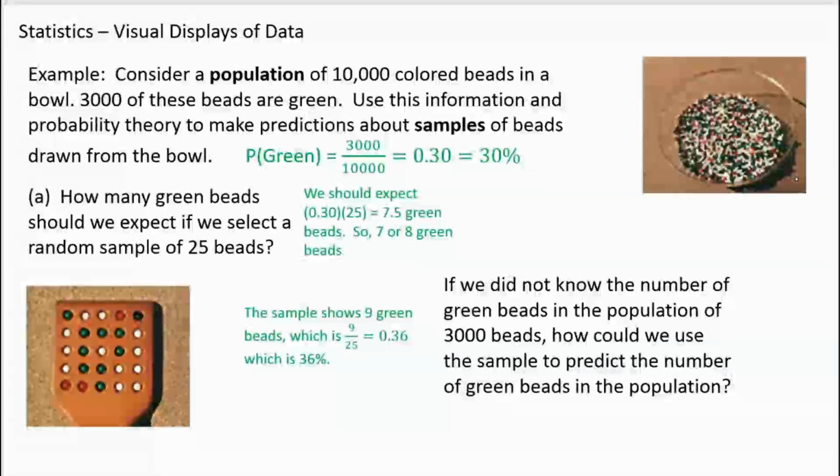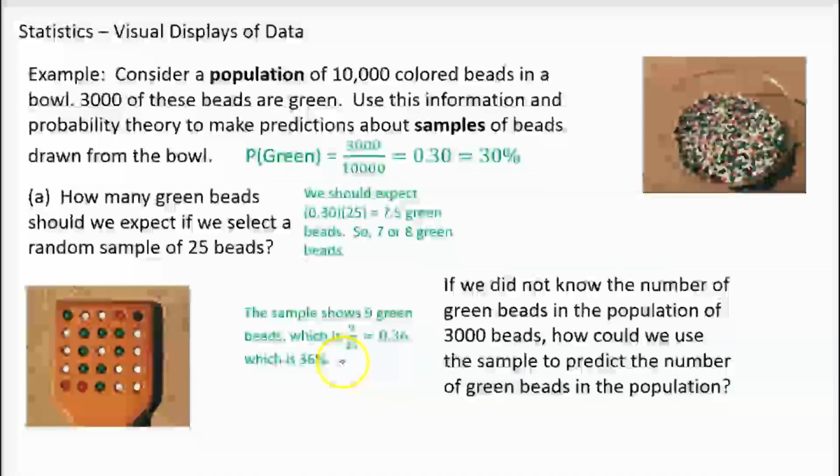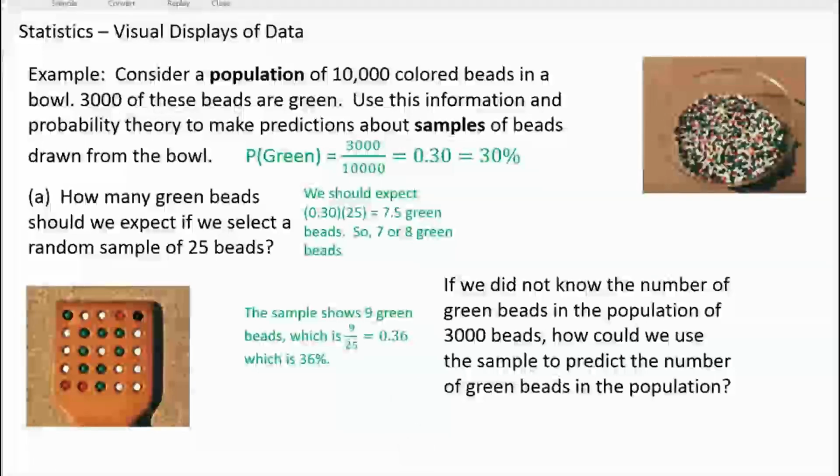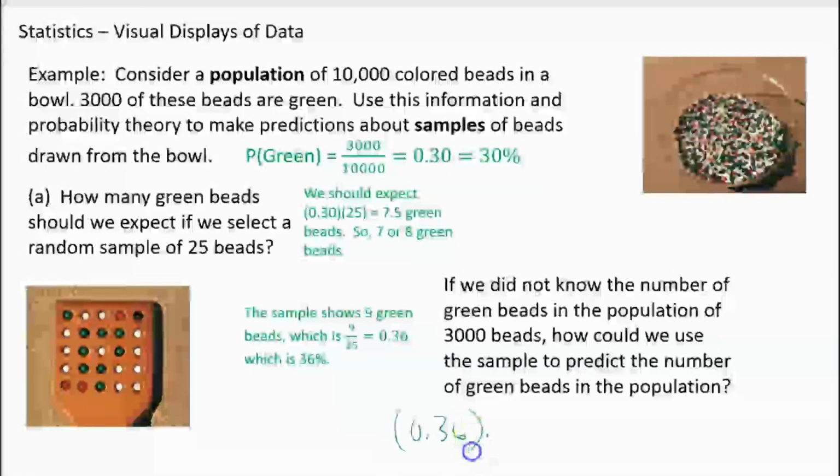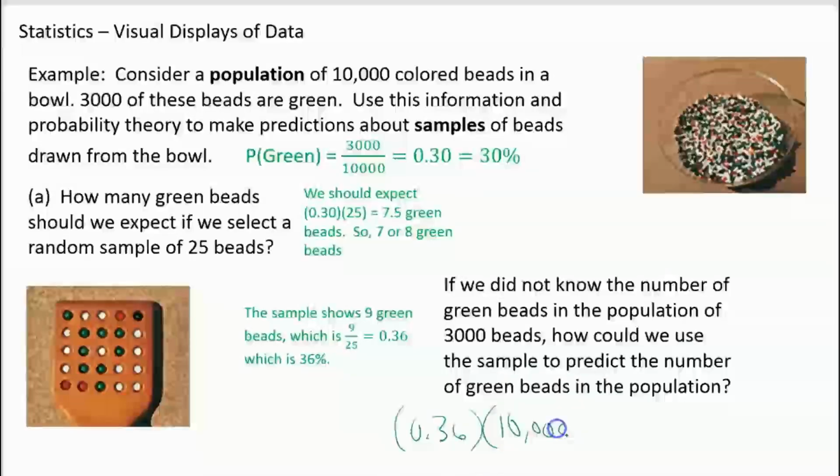So it says the sample right here in green shows 9 green beads, which is 9 out of 25, right? So we counted them. We said there were 9. If you divide that by 25, that's going to give you 36%. That would be the guess of what would be in our population. So we would calculate 36%, so 0.36. I got to get my pen working first, though. All right, so how about 0.36 times the population, which is 10,000, and y'all know 36% of 10,000 would be 3,600 green beads.